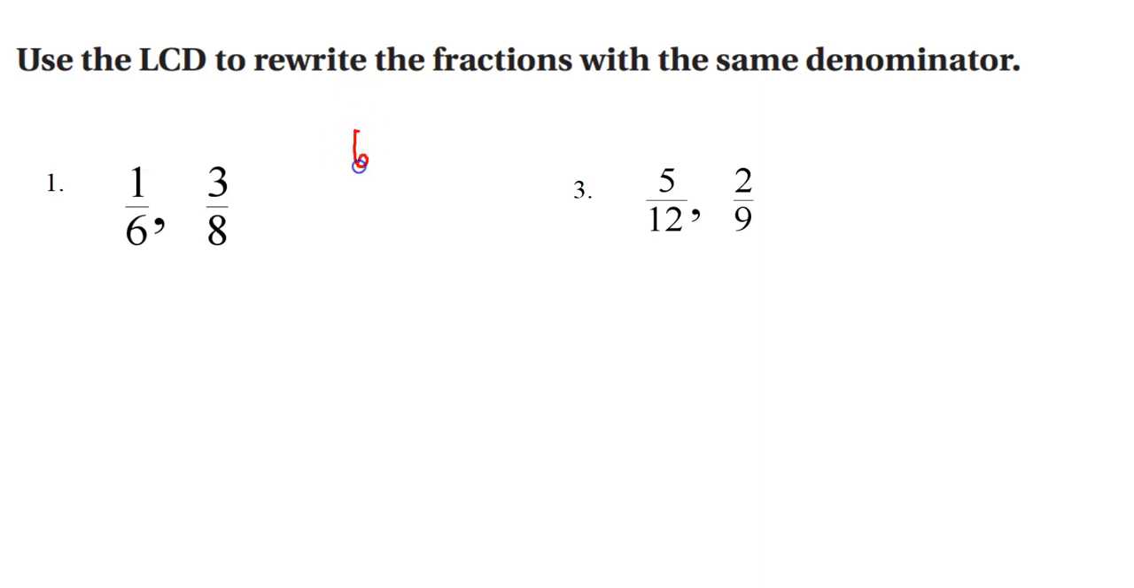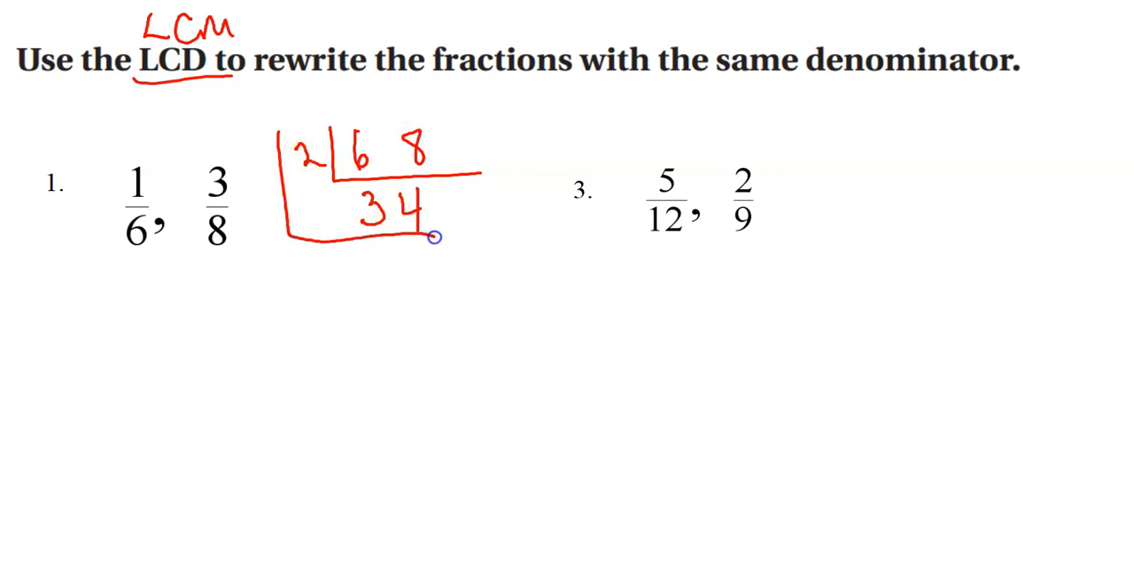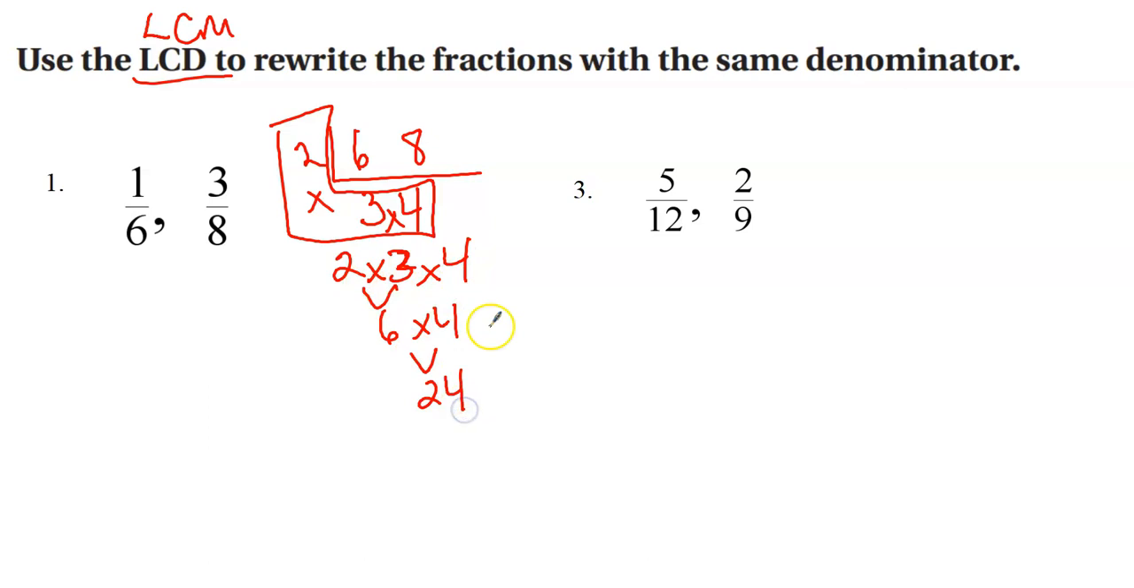So I'm going to put the 6 and the 8 in the ladder and use that method to find the least common denominator, right? Least common multiple is the same thing as the least common denominator. So when I divide by 2, I get 3 and 4. They have no more common factors, so all of these factors together are the least common multiple and least common denominator. So 2 times 3 times 4. So 6 times 4. The least common denominator is 24.